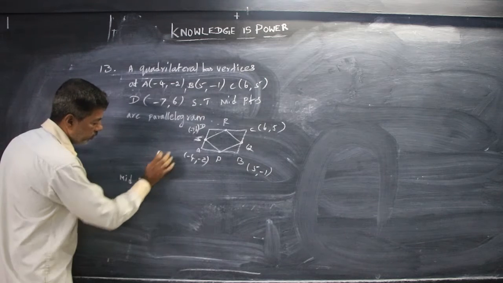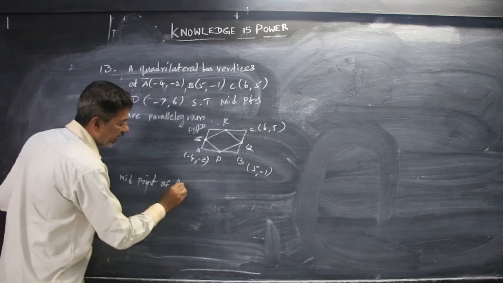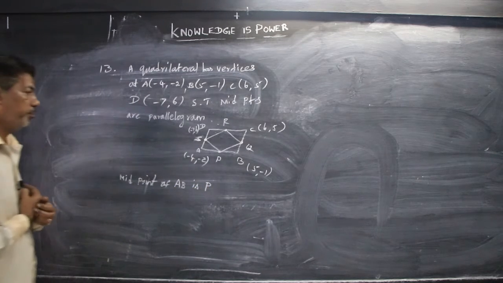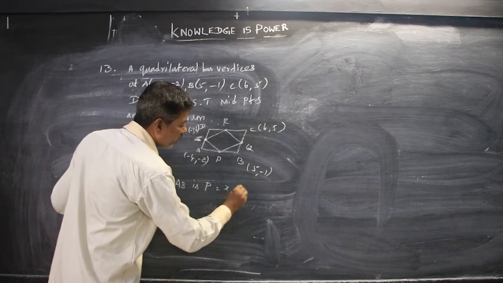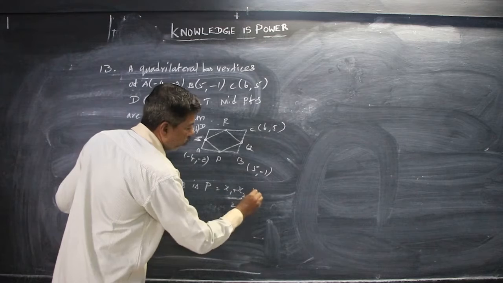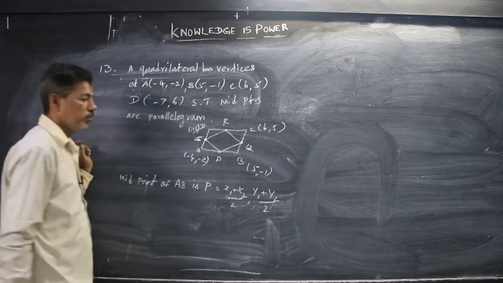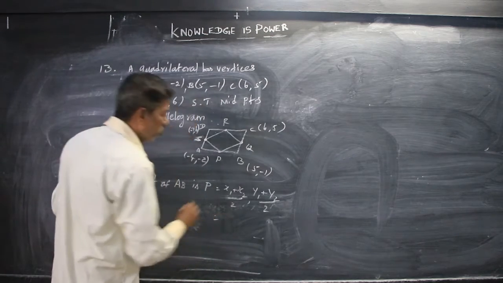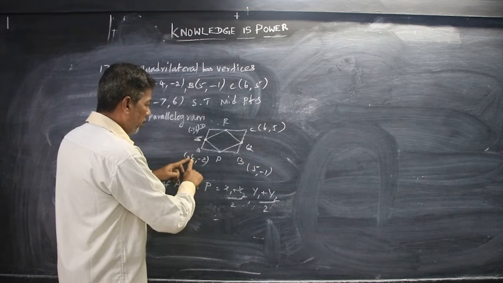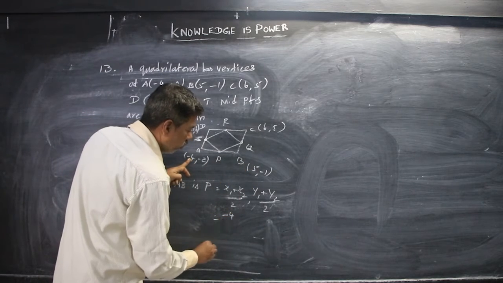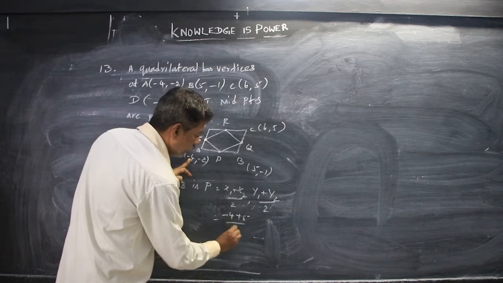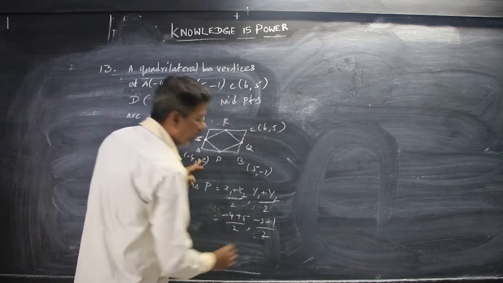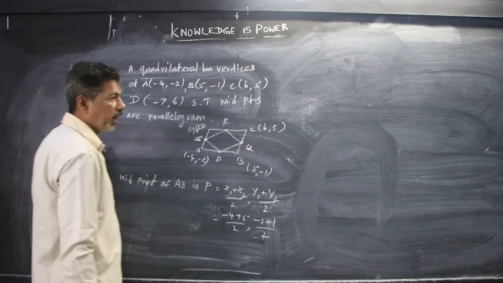Midpoint of AB is what? P. Now we are finding P, the value of P. So what is the formula? X1 plus X2 by 2, y1 plus y2 by 2. So now we have to substitute. What is the value? For AB, x is minus 4, 5. Minus 4 plus 5 divided by 2. Likewise here, minus 2 minus 1 divided by 2.